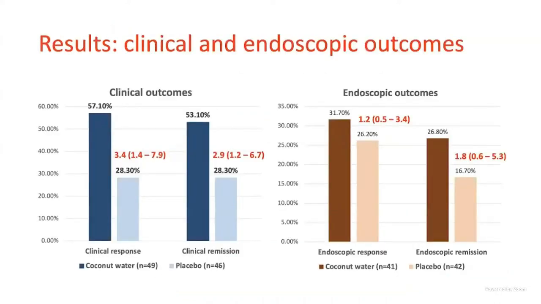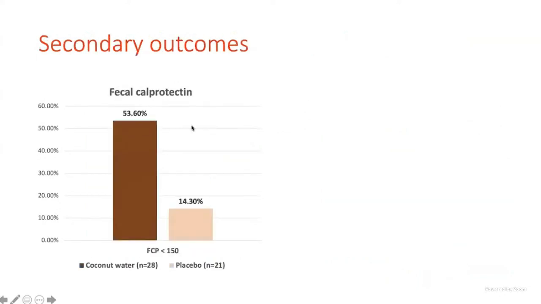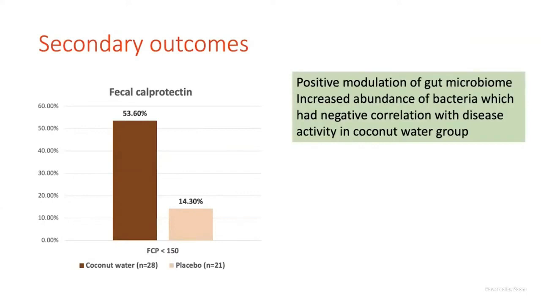So both clinical remission as well as response were significantly higher in the coconut water group as compared to the placebo group. The endoscopic outcomes were also higher, but the difference was not statistically significant. The proportion of patients with fecal calprotectin less than 150 was again higher in the coconut water group. The gut microbiome was also modulated positively, and there was increased abundance of bacteria which have a negative correlation with disease activity in the coconut water group.